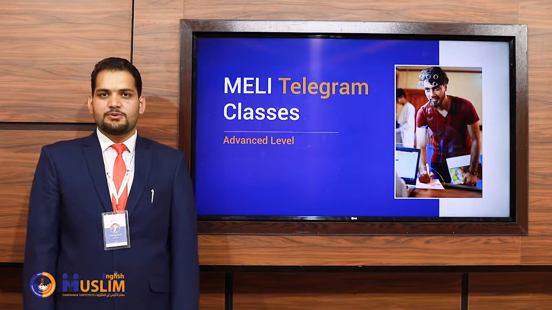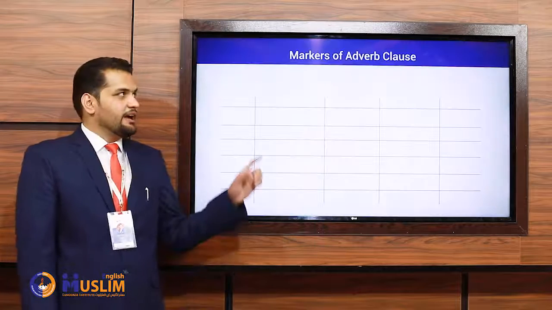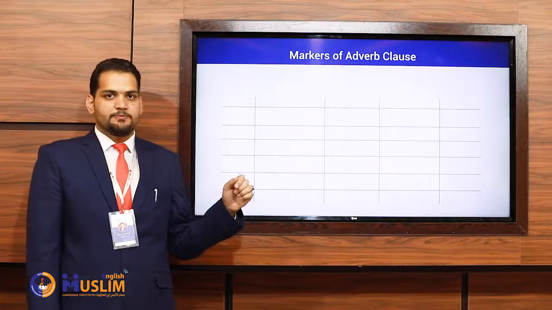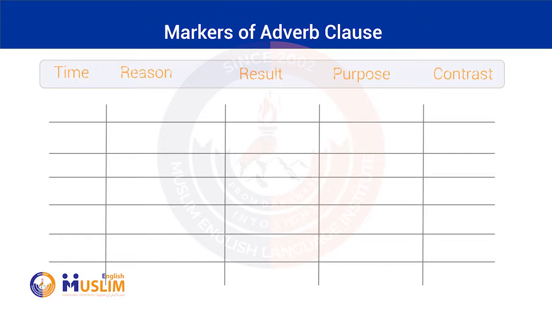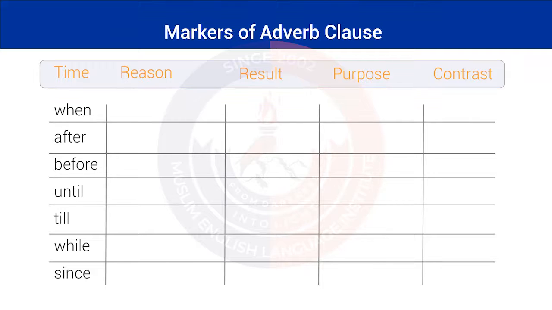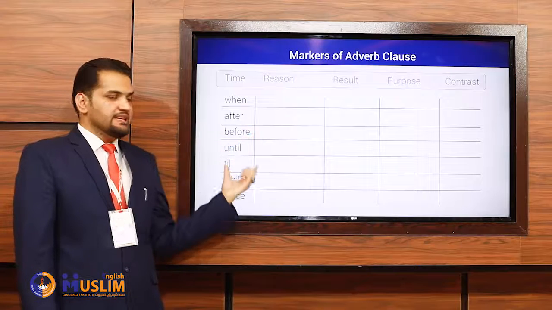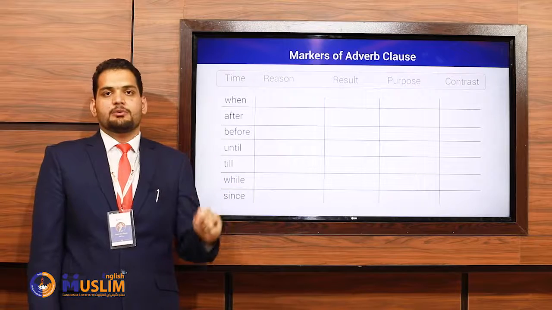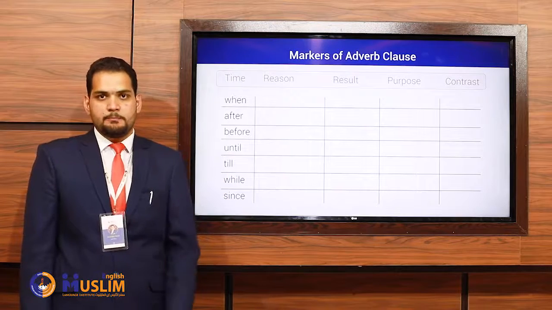Now that we have talked about what an adverb clause is, today we're going to talk about the kinds of adverb clause. But before that, you have to know the markers of adverb clause. Let's talk about the markers of adverb clause of time. Number 1, when. 2, after. 3, before. 4, until. 5, till. 6, while. And 7, since. Remember, whenever you use these markers, that adverb clause becomes an adverb clause of time.